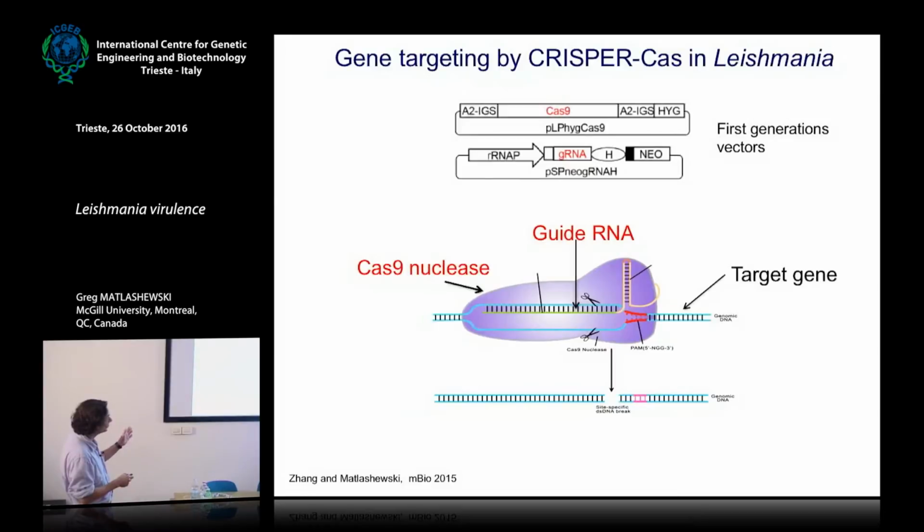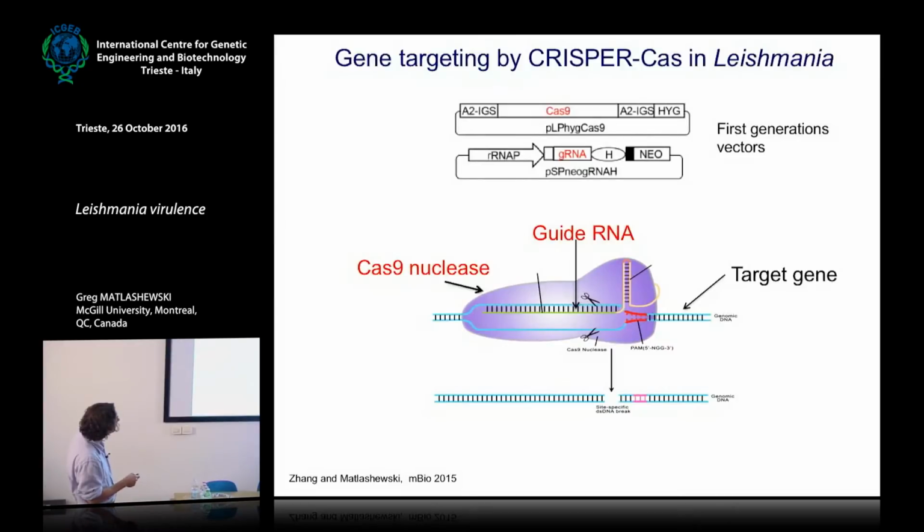And in other systems, they use tRNA promoters, with which you can clearly define the size of the guide RNA. We didn't have that tool in Leishmania. So we needed a way of expressing these small guide RNAs in Leishmania.